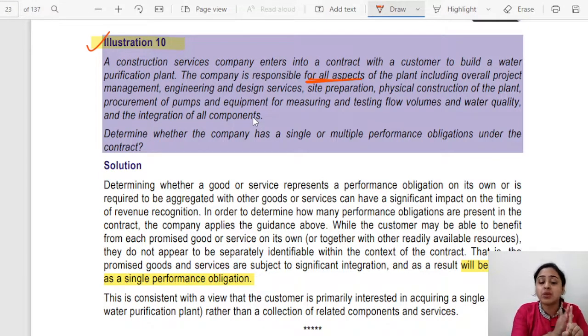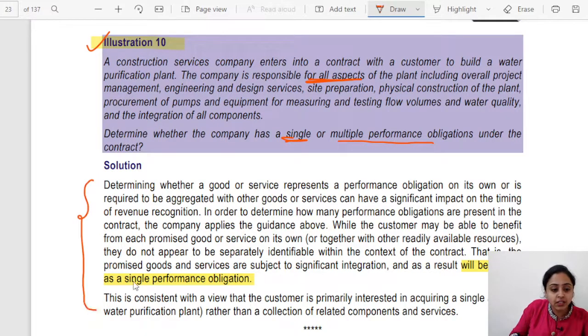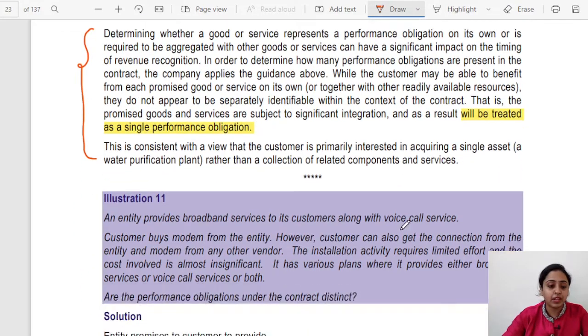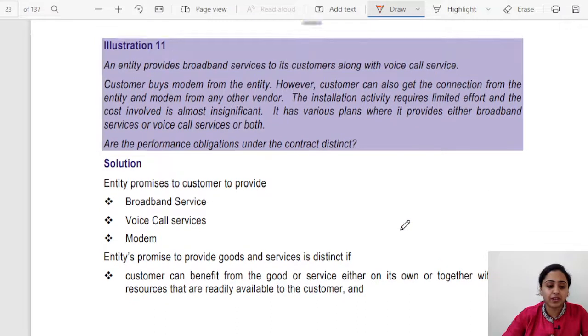The performance obligation is only one, that is, your responsibility is only to transfer the built-up whole plant. Other than that, there is nothing else. So the whole project is considered as one performance obligation. Determine whether the company has single or multiple performance obligations. Read this answer. We have discussed this in the notes also. These are repetitive question answers.